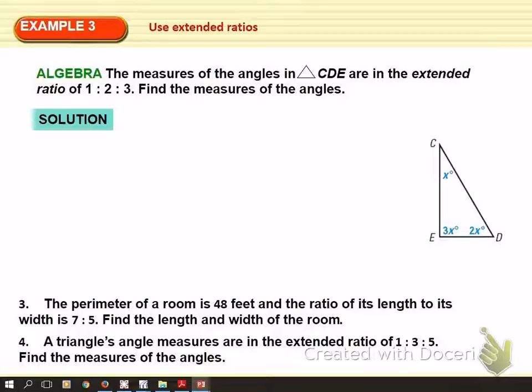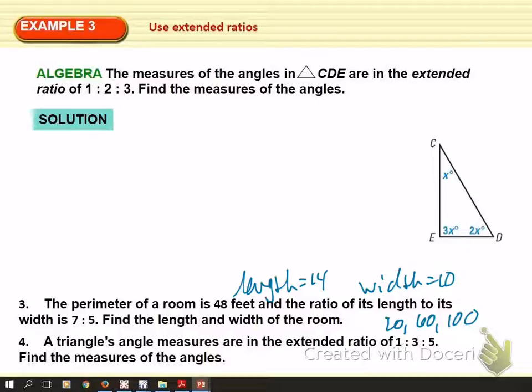All right, a couple of practice problems here for you in your notes. Go ahead and work those out. Stop the video and see if you get the right length and width for number 3 and the angle measures for number 4. If you're not, you've got to come in and see me and we'll figure out why. Okay, so you should have gotten the length to be 14 feet and the width to be 10 feet. And the angle measures for the triangle in number 4 should be 20, 60, and 100. If that's not making any sense, come in during STAR and we'll figure it out. Okay?